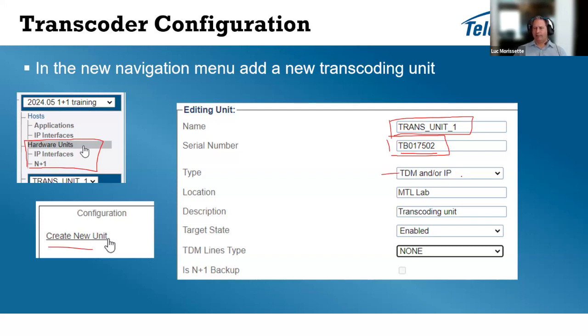Type here is TDM or IP. You can put a location, what type of device this is. And you can put here TDM line type set to none, but actually it doesn't matter what parameter you put here. The main parameter is definitely the serial number. It has to match the serial number of the device that you add in the system.